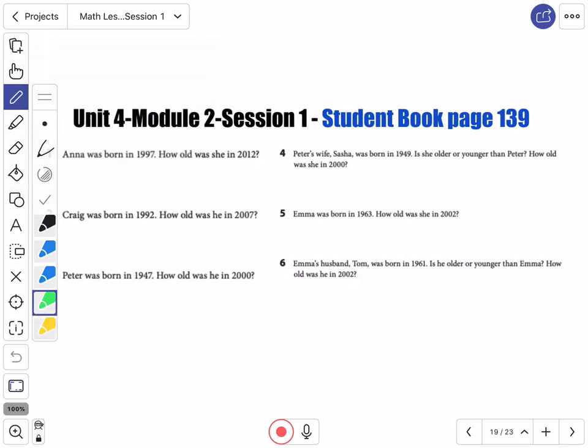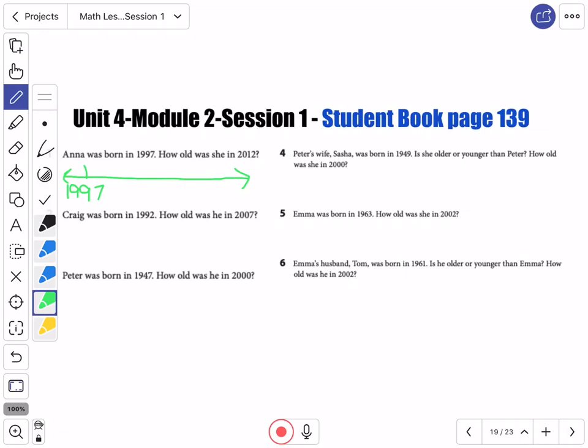All right, so Anna was born in 1997. How old was she in 2012? So I'm going to start by drawing a number line. I want you to do the same thing with me here. Go ahead and draw a number line. I'm going to put 1997 over here. I wish I could use my Apple Pencil, but for some reason it's not working, okay? And we're going to be jumping to 2012.